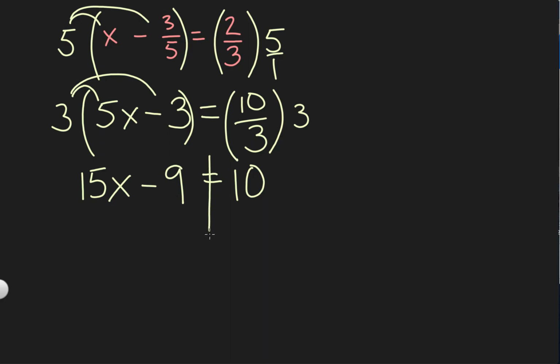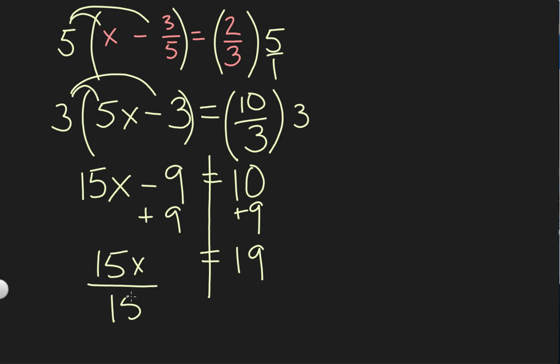And now again, we have a two-step equation. So we add the 9 to both sides. This leaves me with 15x is equal to 19. We divide both sides by 15, and we're left with, sorry, I'm running out of room, x is equal to 19 over 15. Now we still have to check it, but I'm going to box it up so you can see it there.